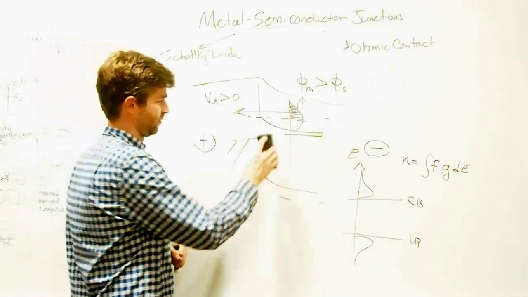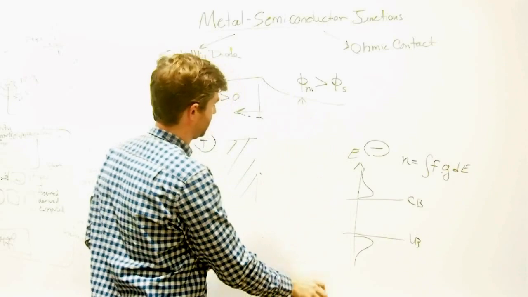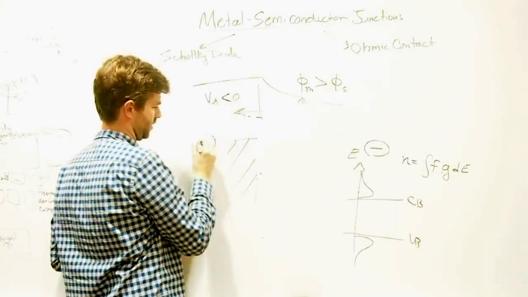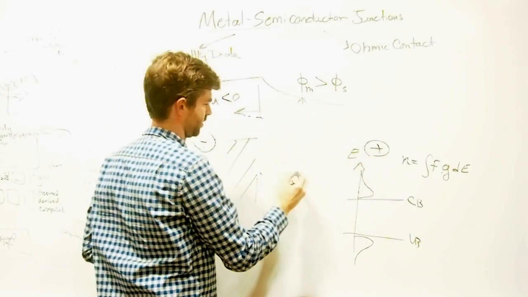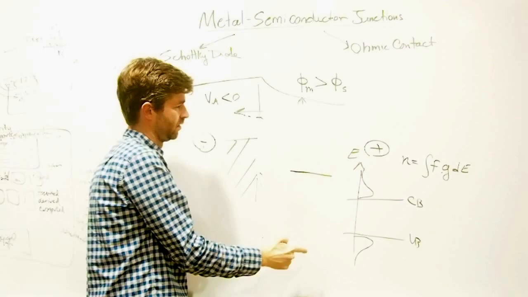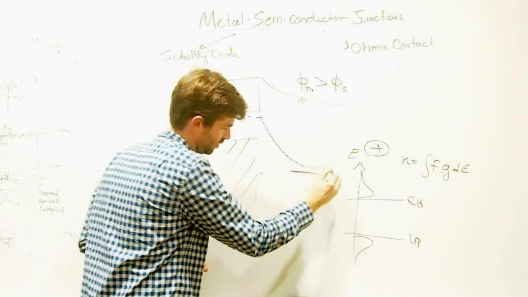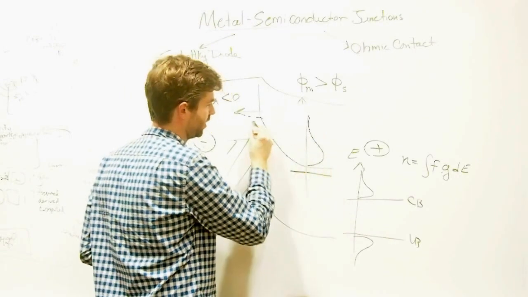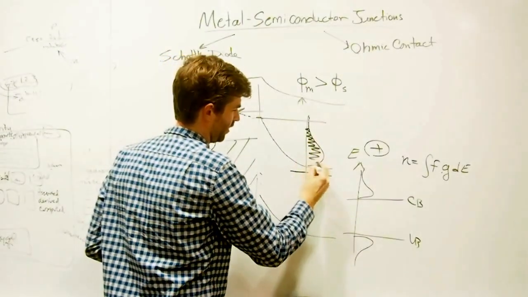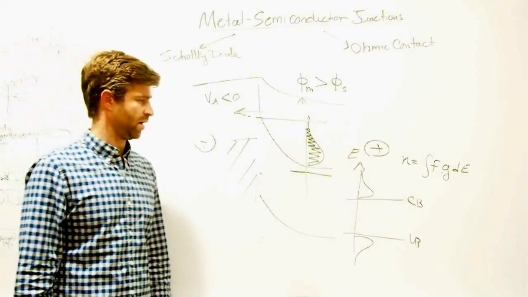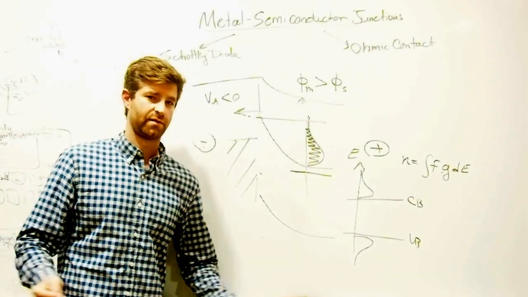Same thing though, if we apply a negative bias, negative terminal here, positive terminal here, the semiconductor Fermi level is pulled down here with this positive side right here, and now we really don't have any thermionic emission current. None of it can pass. So that's what makes this a rectifying device.